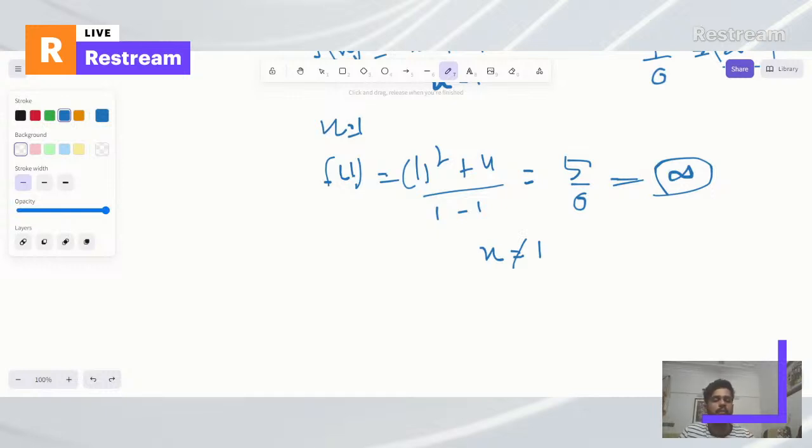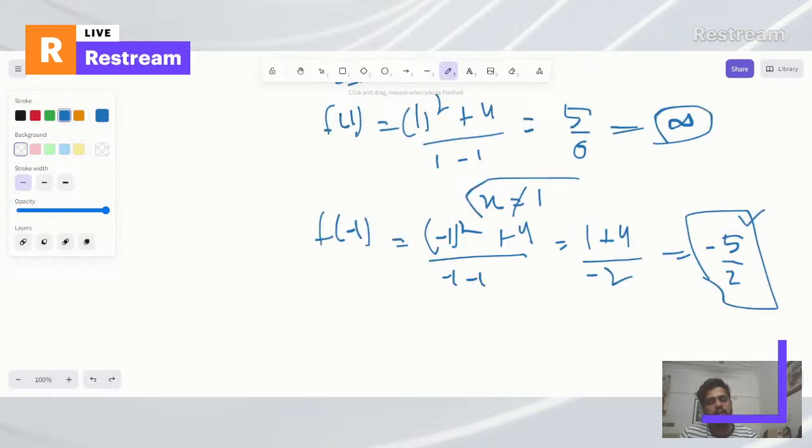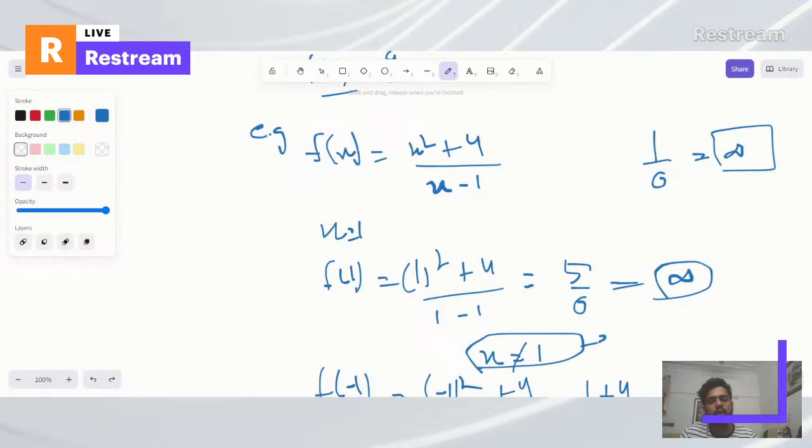It could be any other number but 1. It could even be negative 1. It doesn't matter. So if I try this function with negative 1, so negative 1 square plus 4 divided by negative 1 minus 1. What's the answer? Negative 1 square is 1, plus 4 is 5. Then in the denominator it's negative 1 minus 1, so it's going to be negative 2. So the final answer would be negative 5 over 2. So that's a valid number. It doesn't matter what the number is, it's a valid number. It's not infinity. So this would be my domain for this equation.